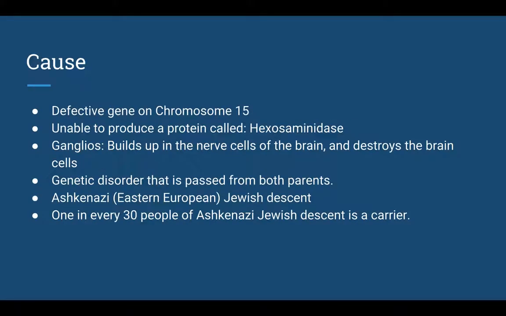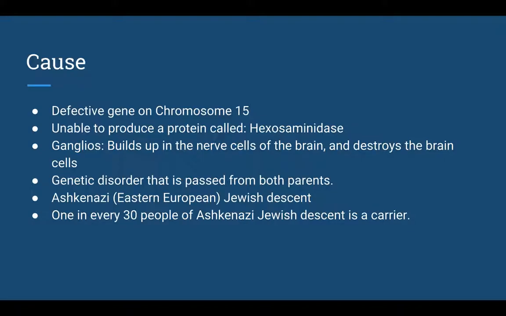The second slide is cause. Tay-Sachs disease is caused by a defective gene on chromosome 15. This defective gene makes it so the body is left unable to produce a protein called hexosaminidase. Unfortunately, if the body is unable to produce this protein, then a chemical called ganglioside builds up in the nerve cells of the brain and destroys the brain cells.